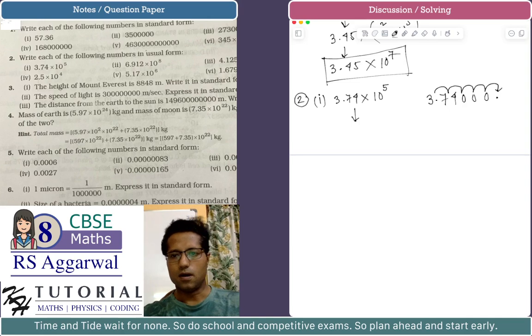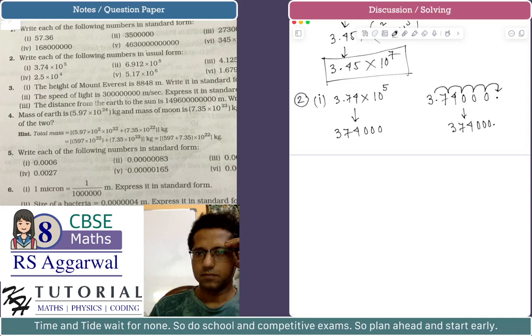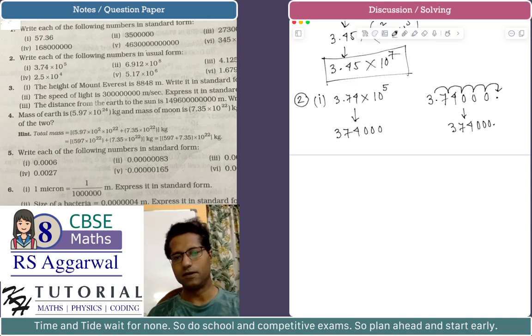So this becomes 374,000, and this decimal you can ignore. You can ignore this decimal. So this is equal to 3, 7, 4 and 3 zeros. So this is how, if you have a little bit of problem in doing this kind of multiplication, that is, multiplying a decimal number with a power of 10, you can do it this way, visually.